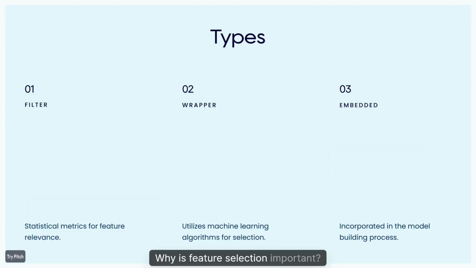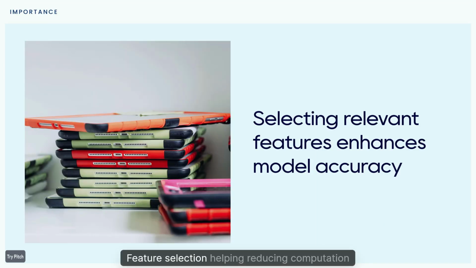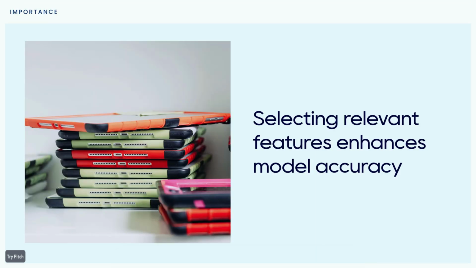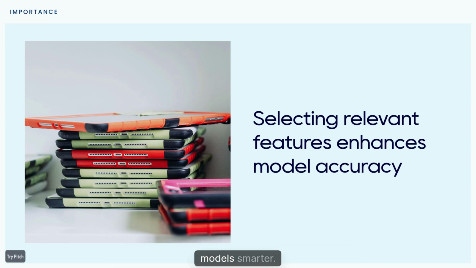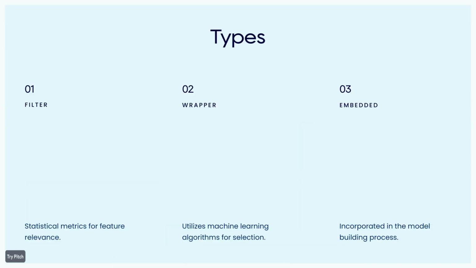Why is feature selection important? Feature selection helps in reducing computation time, avoiding overfitting, and improving model accuracy. Not all data is useful; removing irrelevant features makes AI models smarter.